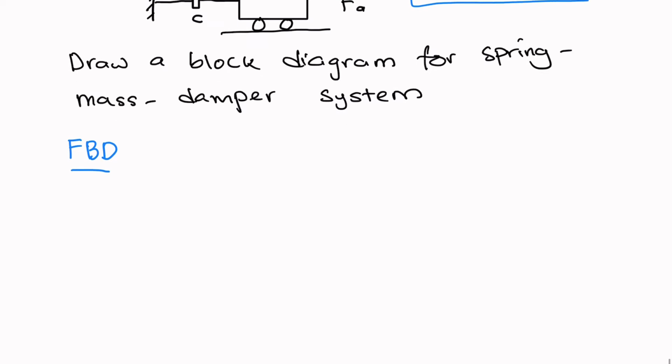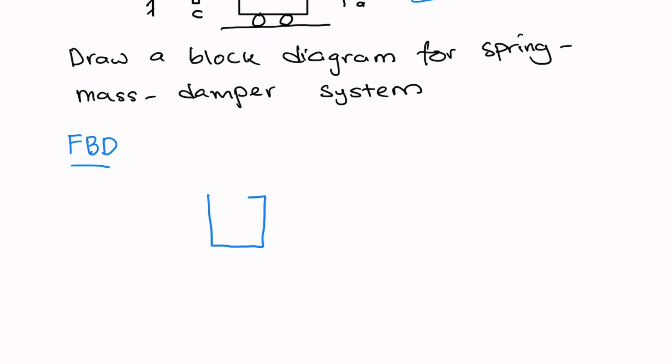So now let's do the free body diagram analysis. We draw the mass and the external force is pulling the mass. The mass has x displacement due to the force. The mass is also attached to a spring and a damper.